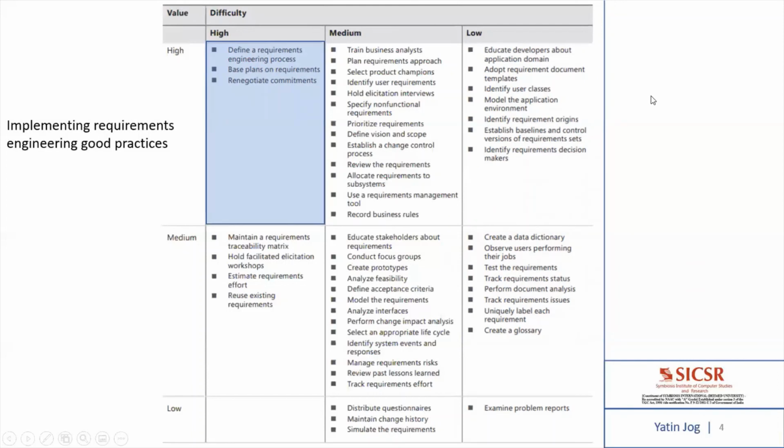So accordingly, for your organization, based on past data, past experiences, past project completions, and all the data which is available with you, you can create your own matrix for your own organization. And then you can follow this matrix for your future projects. So this is a kind of summary for implementing the requirement engineering good practices.